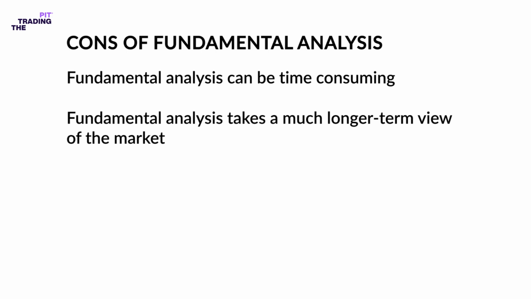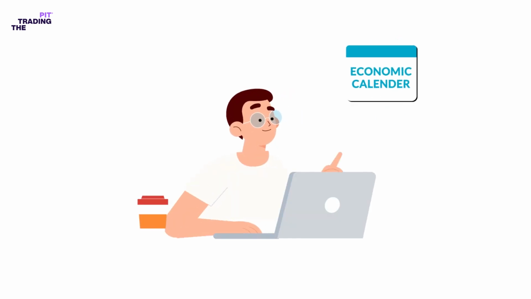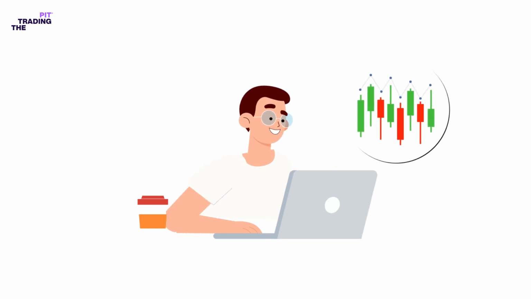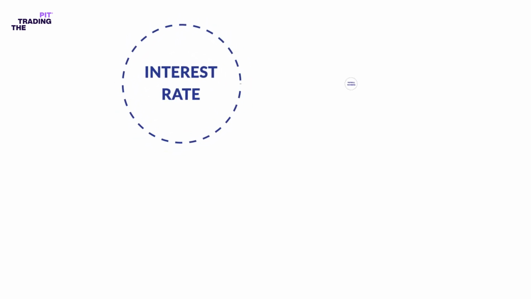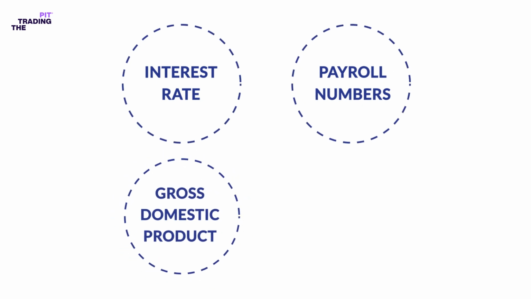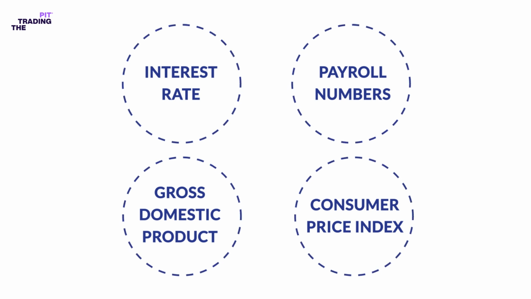While fundamental analysis provides a more well-rounded view of the market, it is possible for negative economic, political, or legislative changes to surprise markets. Economic calendar. Traders use an economic calendar to monitor events that have a high probability of impacting the financial markets. Examples of events that are listed on an economic calendar include interest rate decisions, payroll numbers, changes in the gross domestic product, the Consumer Price Index, and hundreds of other types of events.